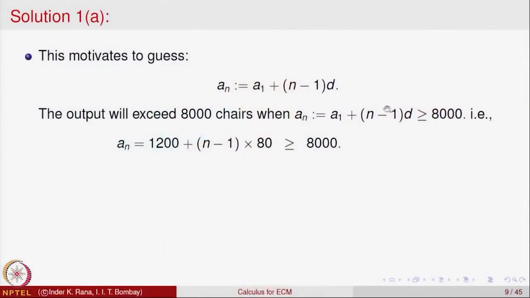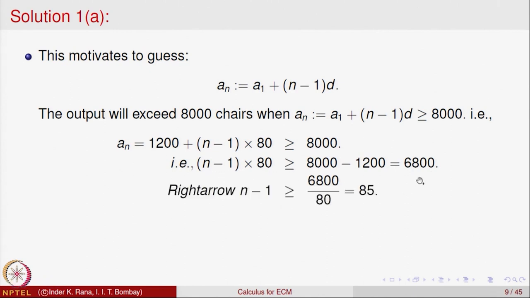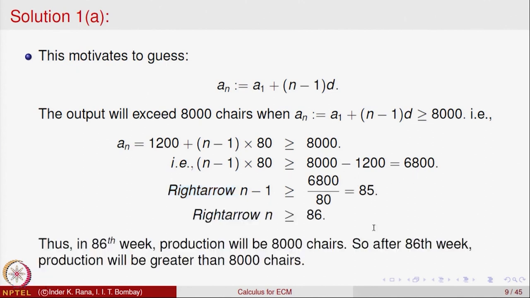So that means if we want the output to exceed 8000 chairs, then this number AN should be bigger than 8000. So AN is equal to 1200 plus n minus 1 into 80, and that should be bigger than 8000. If we simplify this, n minus 1 times 80 is bigger than 6800. This implies that n minus 1 should be 6800 divided by 80, that is 85. So n should be bigger than or equal to 86. So after 86 weeks, the number of chairs produced will exceed 8000.